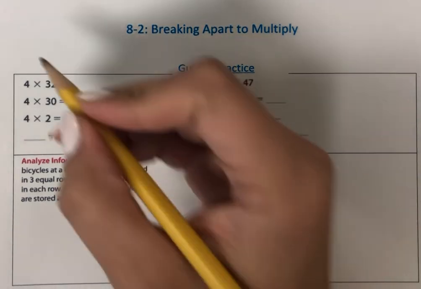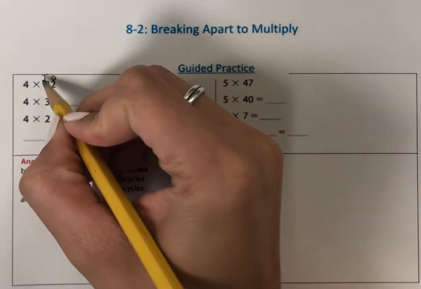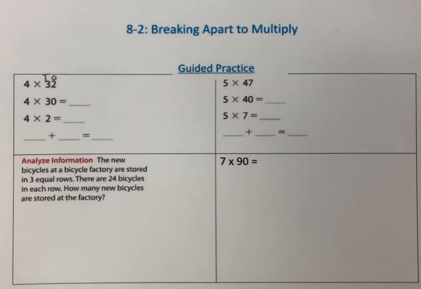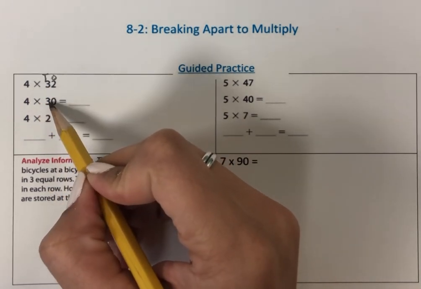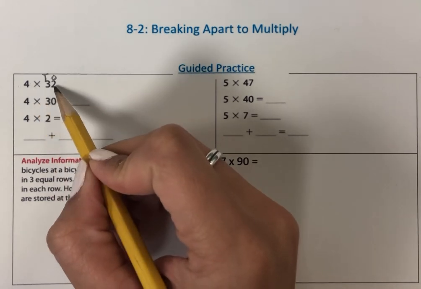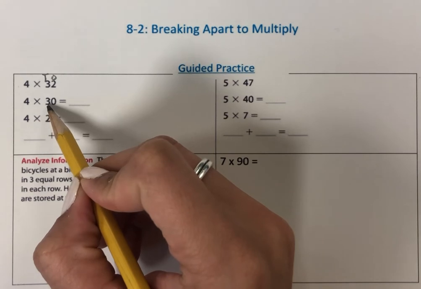And with partial products, it wants us to break apart that 2-digit number by the ones values and the tens values. So we're going to multiply 4 by the tens value, which is 30. The value of the 3 is 30. And then we're going to multiply 4 by the ones value, 4 times 2. So let's back up to this first one right here.